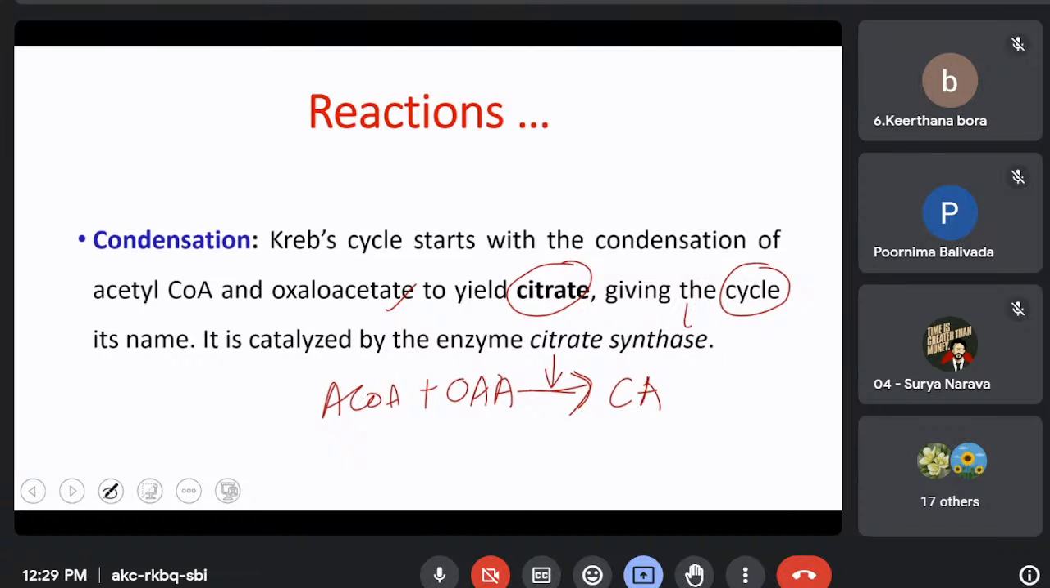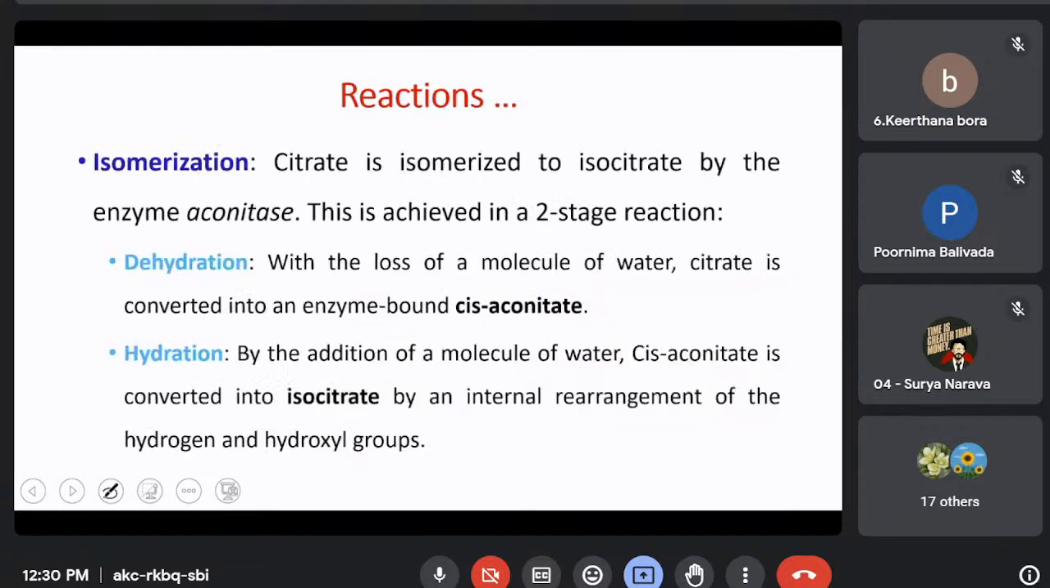Citrate synthetase or citrate synthase. Synthase means synthesis. What is synthesis? Formation. So formation of citrate takes place, hence this enzyme is called citrate synthetase. The second reaction is isomerization.